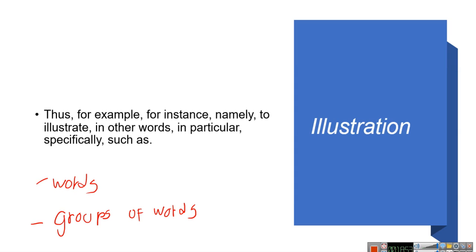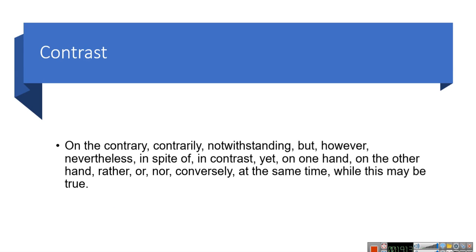We have, for example, when we want to illustrate, what is illustration? Giving an example. So: for example, thus, for instance, namely, to illustrate, in other words, in particular, specifically, such as. Those are transitional words of illustration. Contrast. When we want to say something that goes in contrast to something else, we use on the contrary, contrarily, notwithstanding, but, however, nevertheless, in spite of, in contrast, yet, on one hand, and so on.